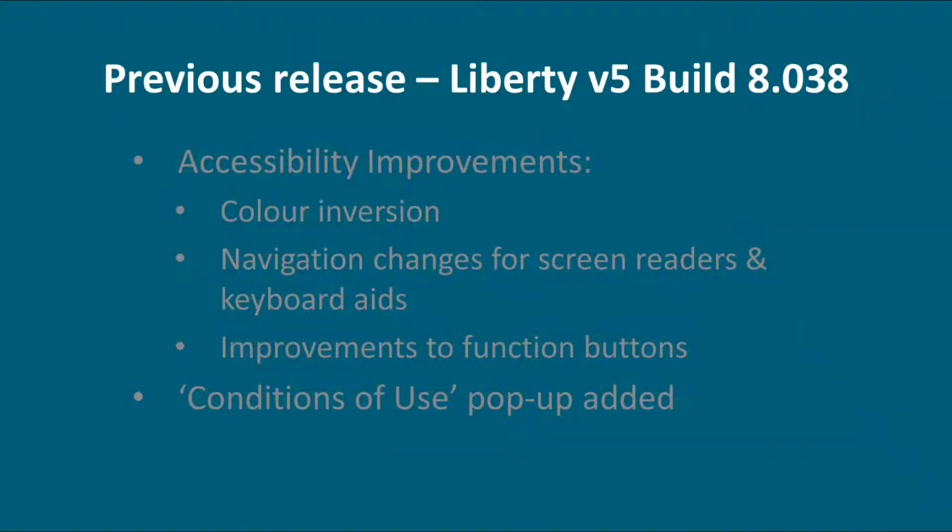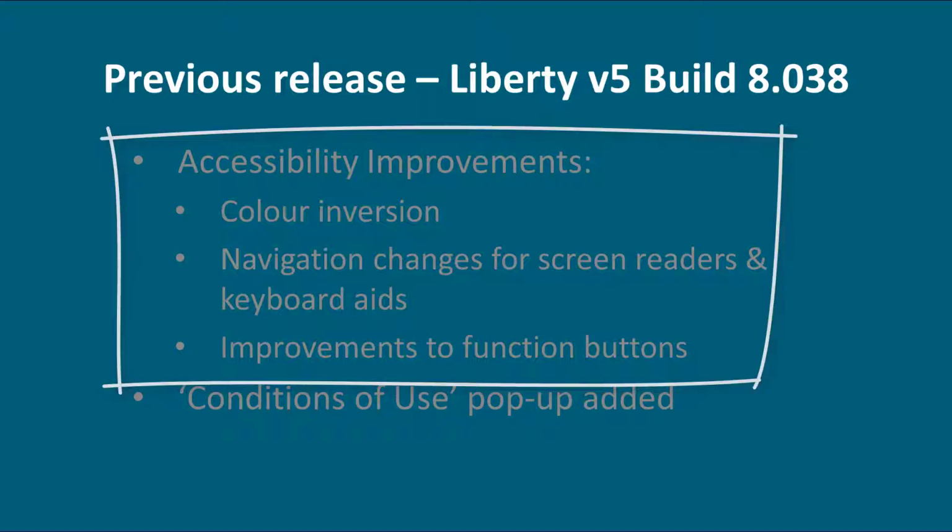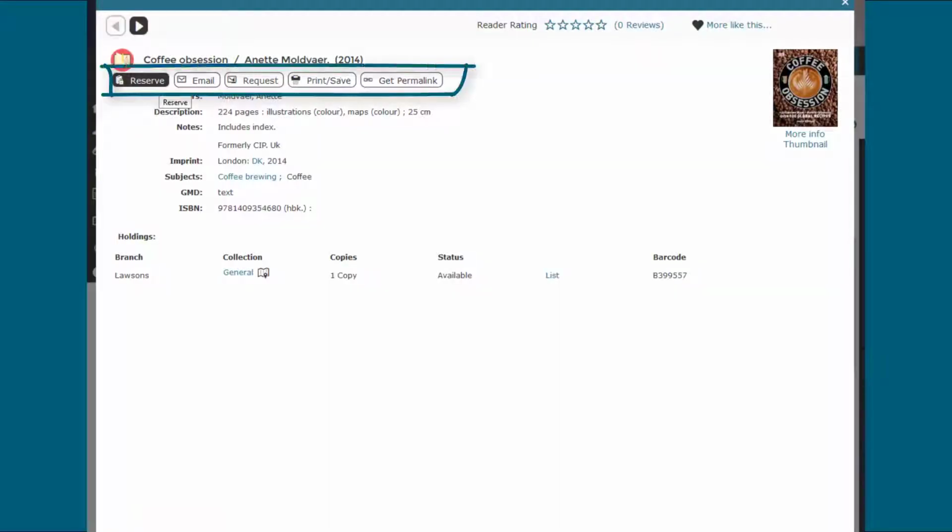Let's get started. Build 8.038 featured some great accessibility improvements to the function buttons. We moved function buttons from the sidebar on the Search Details page to a horizontal function bar and made some accessibility improvements for colour inversion and navigation improvements for screen readers and keyboard navigation aids.